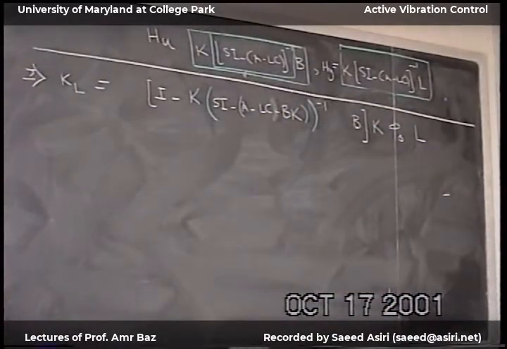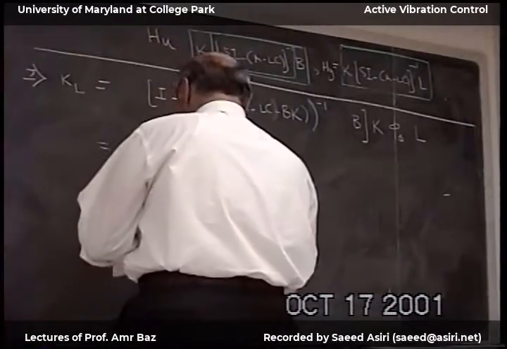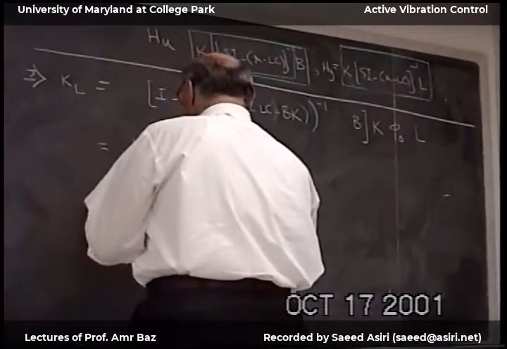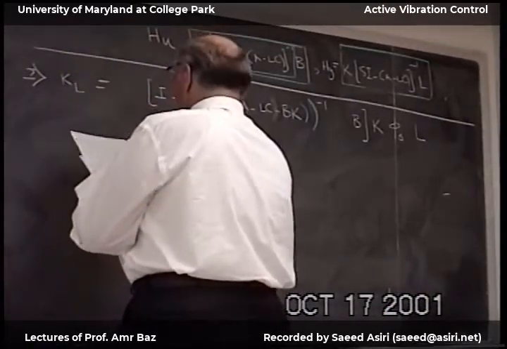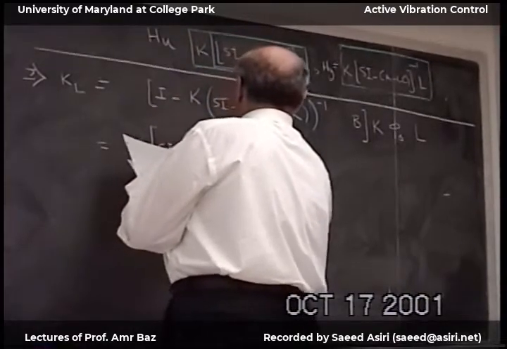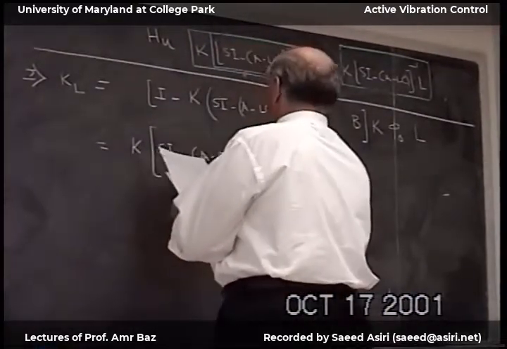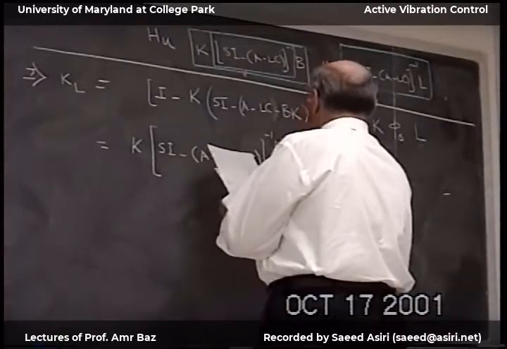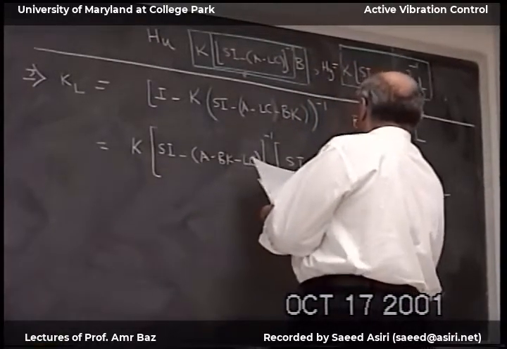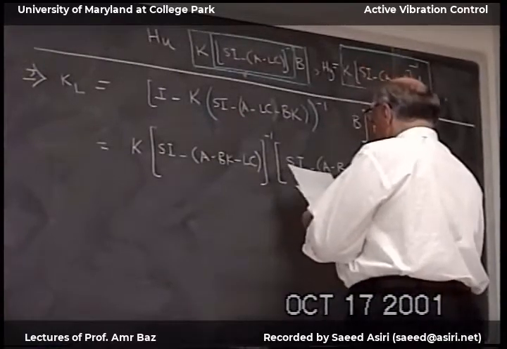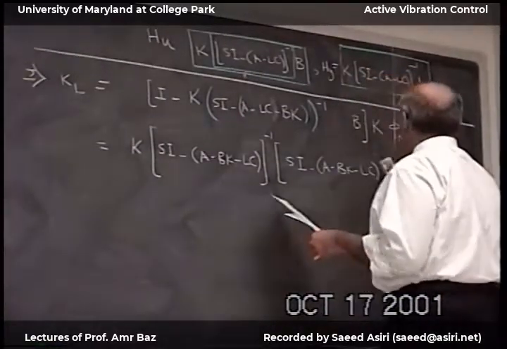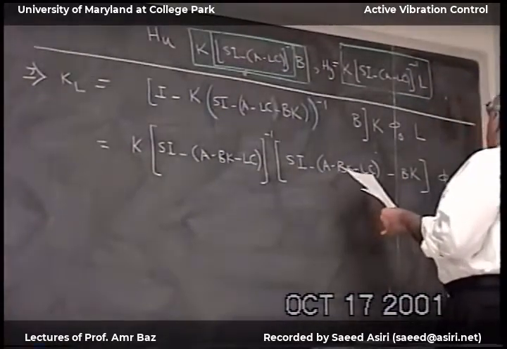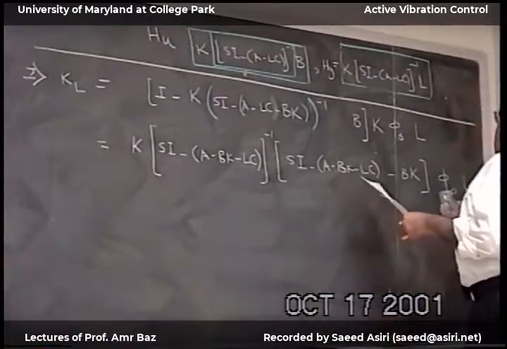Okay, now I'm going to clean this equation and write it like this. I'm going to write it like K here, and then SI minus A minus BK minus LC inverse times SI minus LC minus BK, phi0 at that.